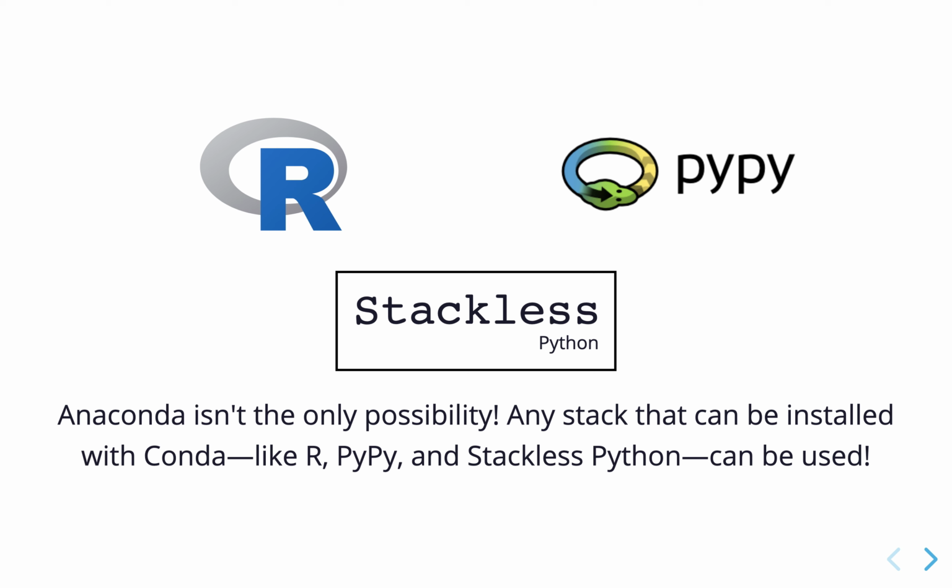R, PyPy, and Stackless Python are examples of other runtimes or tools that can be installed on Platform.sh by first installing Miniconda and then using it to install further packages.